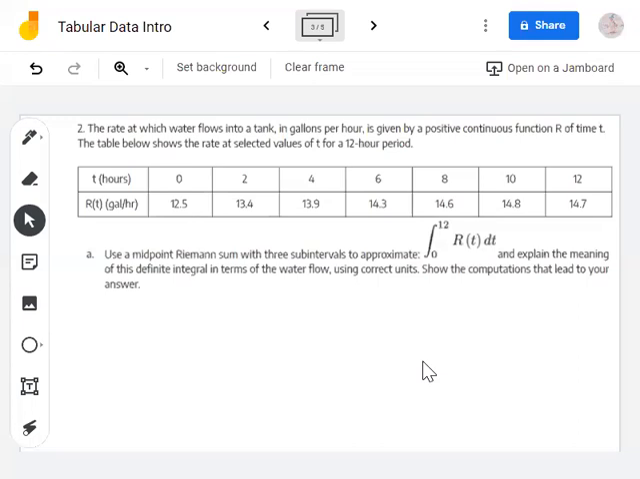So let's do this. It says to use a midpoint Riemann sum with 3 subintervals. So here are the 3 subintervals. We have this big old thing. And we need to use midpoints. So I think my first one is going to be here. My second one is going to be here. My third one's going to be here.